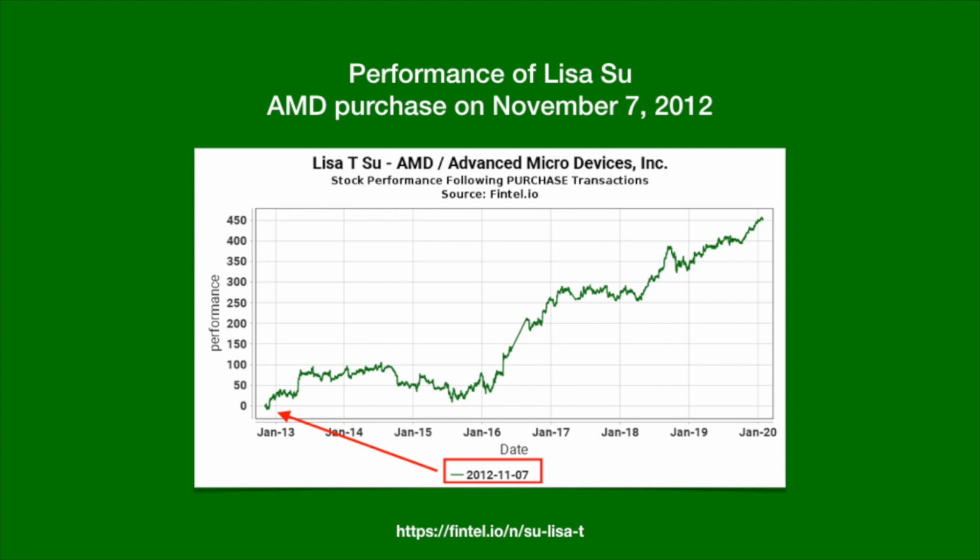It's one trade. It was a purchase on 2012-11-07, so November 7th, 2012. And if you follow the arrow, you can see that that is the starting point of this chart. The bottom axis is the duration, or the time frame since that trade. Okay, so you can see that it was January 2013 up through January 2020. So it was a long time period here. The vertical axis is the percent gain or loss, or the cumulative percent gain or loss.